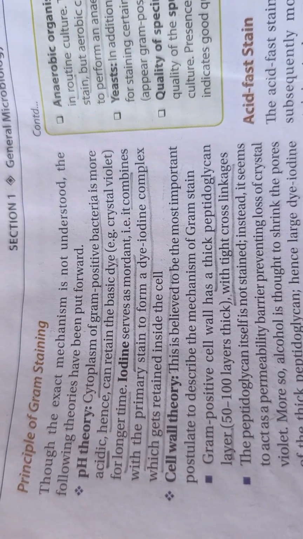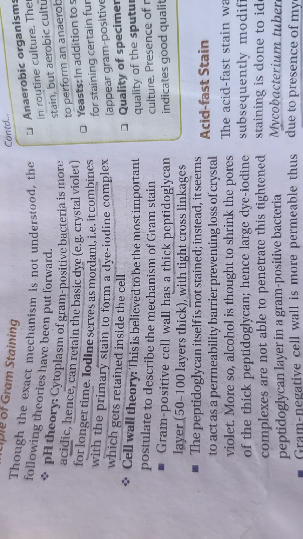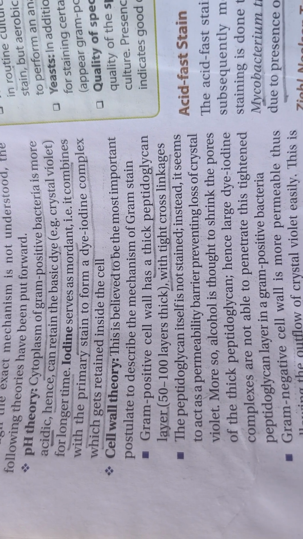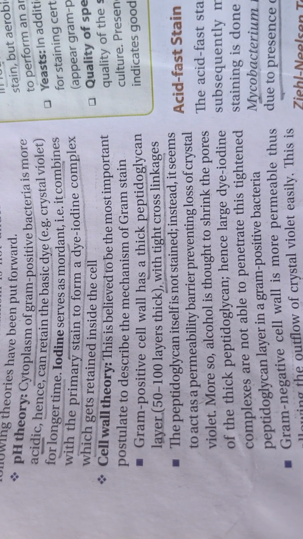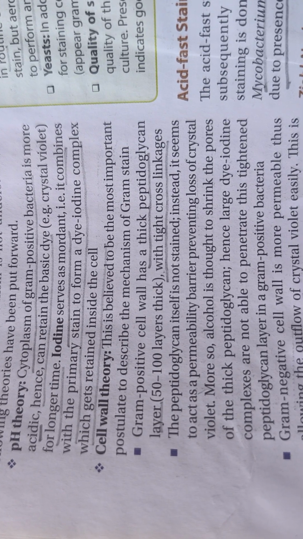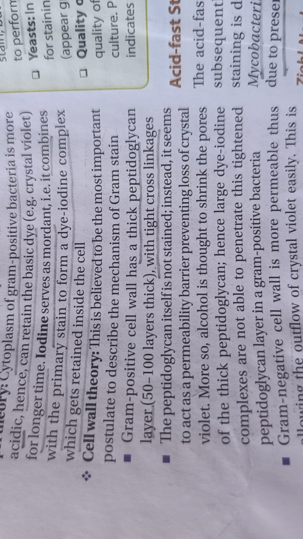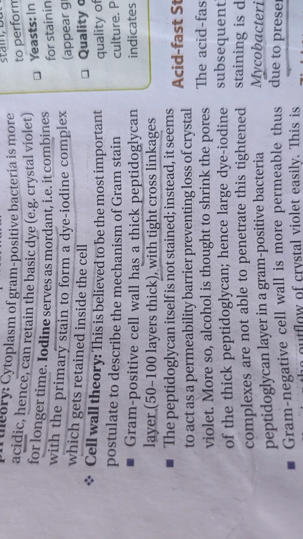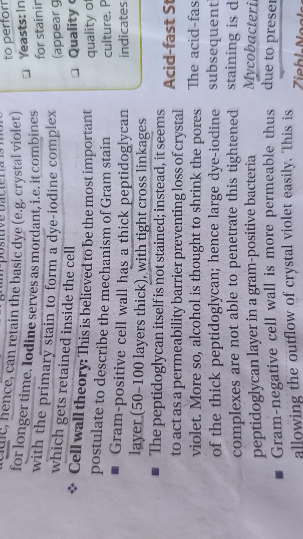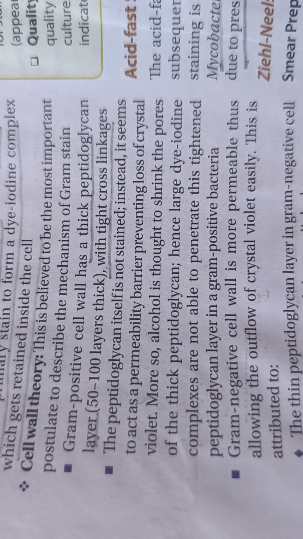Principles of gram staining. Though the exact mechanism is not understood, the following theories have been put forward. pH theory. The cytoplasm of gram-positive bacteria is more acidic and hence can retain the basic dye crystal violet for a longer duration. Iodine serves as a mordant, that is, it combines with the primary stain to form a diiodine complex which gets retained inside the cell.